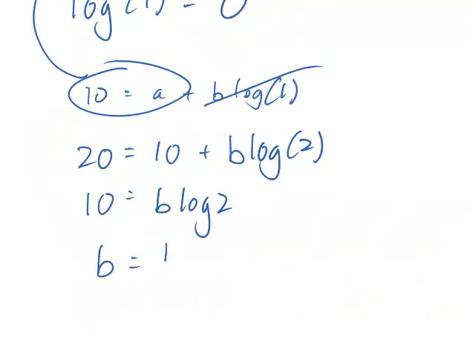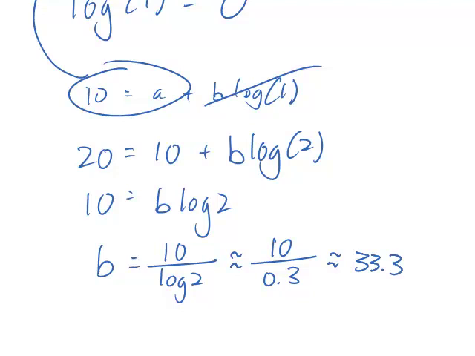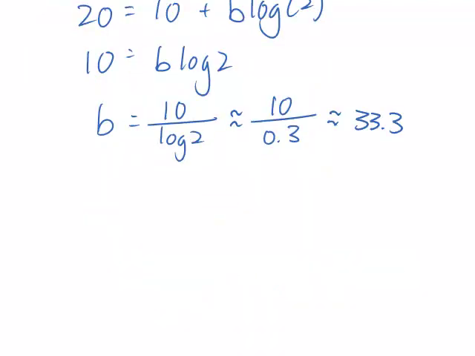b would be 10 divided by log 2. And if you use a calculator, because unless you memorize log 2, it's pretty hard to figure out what this is in decimals or in any more useful way than 10 over log 2. This is about 10 over 0.3. So let me change this to about, and that would be about 33.3. And so the function we're looking at is q of x equals a, which is 10, plus what was that?